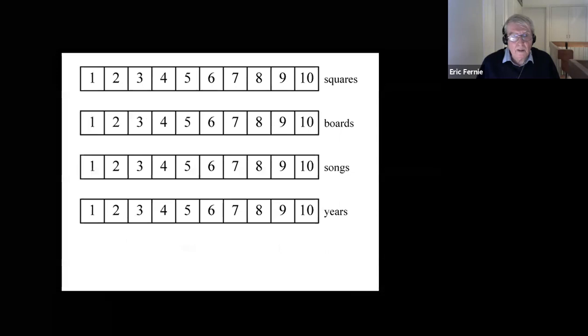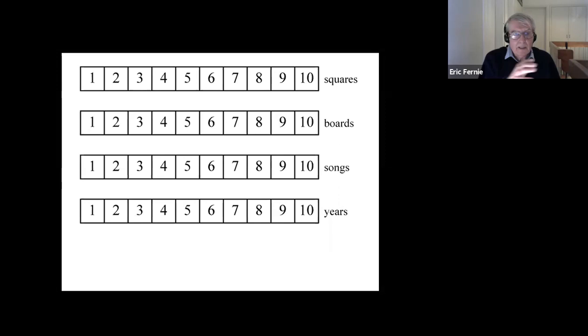Sorry to be a bit lugubrious, but there you've got 1 to 10, and those are numbers, each number in its square. Below that, physical objects, say advertising hoardings or cars in a car park. You're asked to count them, you will count them 1 to 10.